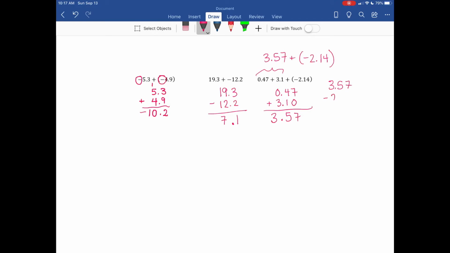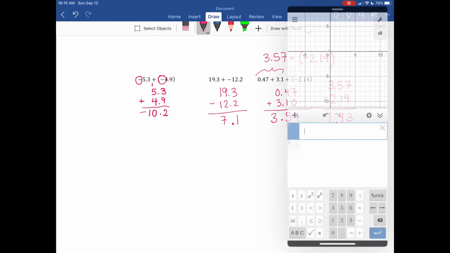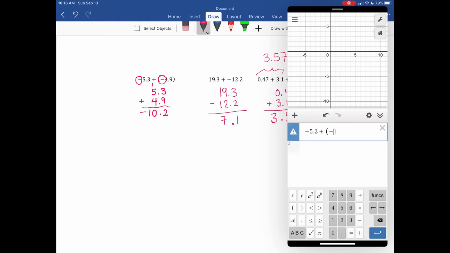So I'm going to subtract. And again, the 3.57 is the bigger, so this result is going to be positive. 7 minus 4 is 3, 5 minus 1 is 4, and 3 minus 2 is 1. And here we can probably much faster just confirm we're doing the same thing, and I'll put that in parentheses, that we're in fact correct.